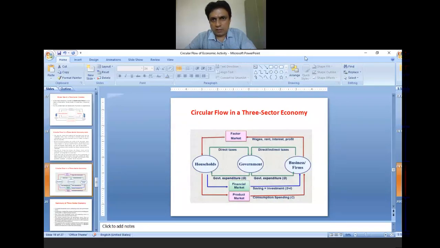So this is a much clearer diagram in order to understand the three sector economy. One is the household, second is the business and firm, and the third is the government. You can see the arrows in this diagram, which help to understand it in a much better manner.